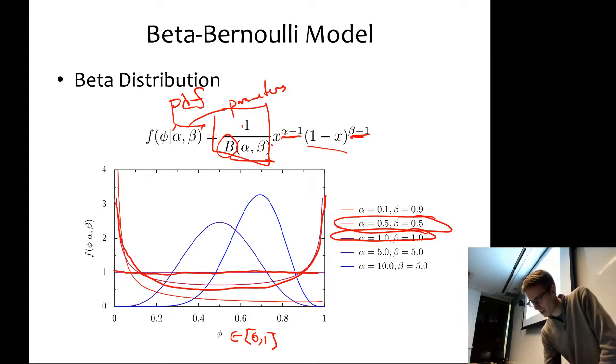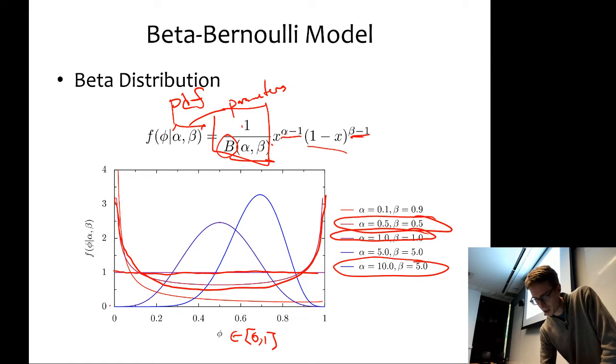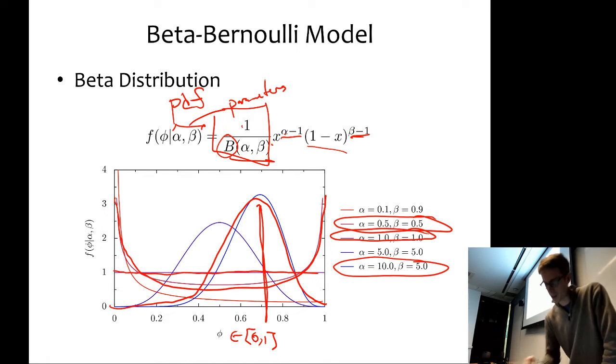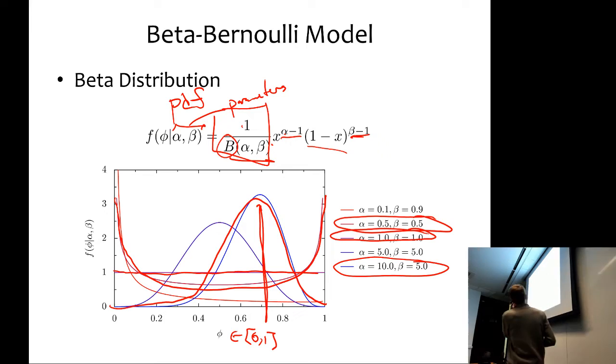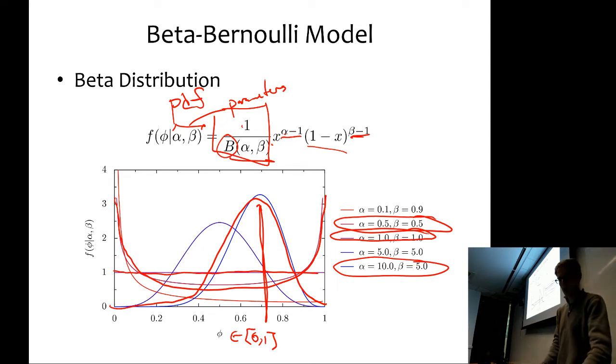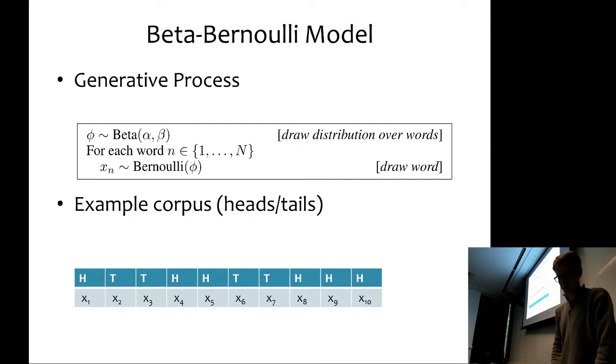If you have values of, say, 10 and 0.5, it's going to have a slightly skewed distribution that puts a lot of probability mass on something like 0.7. So lots of different possible distributions all from this family.